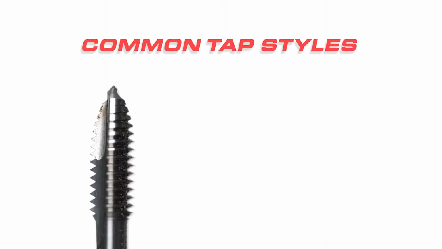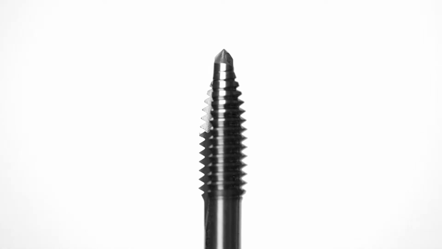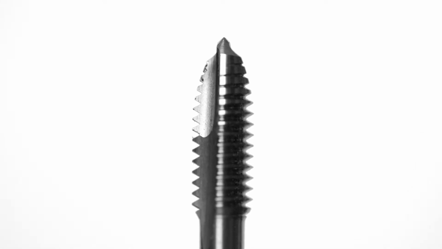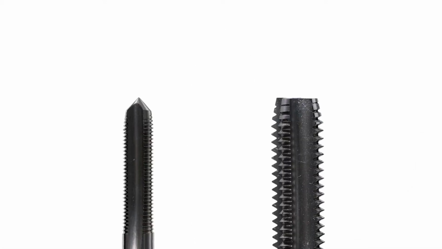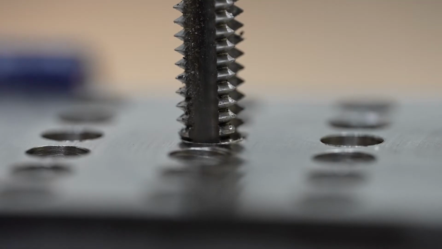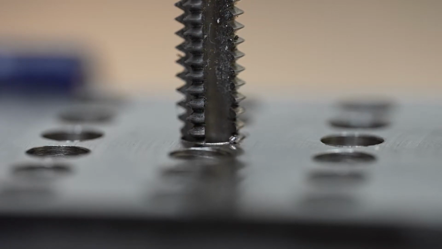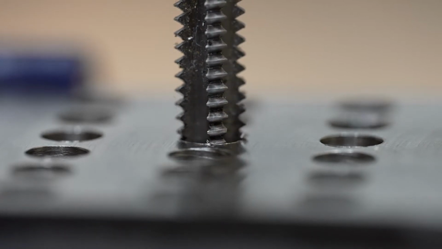Common taps may have 2, 3, or 4 flutes. 2 flutes have the most space for chips. This is better for soft materials like aluminum. 3 and 4 flutes can improve alignment when hand tapping, helping you cut an accurate thread. They also work better with harder materials thanks to the additional cutting edges.